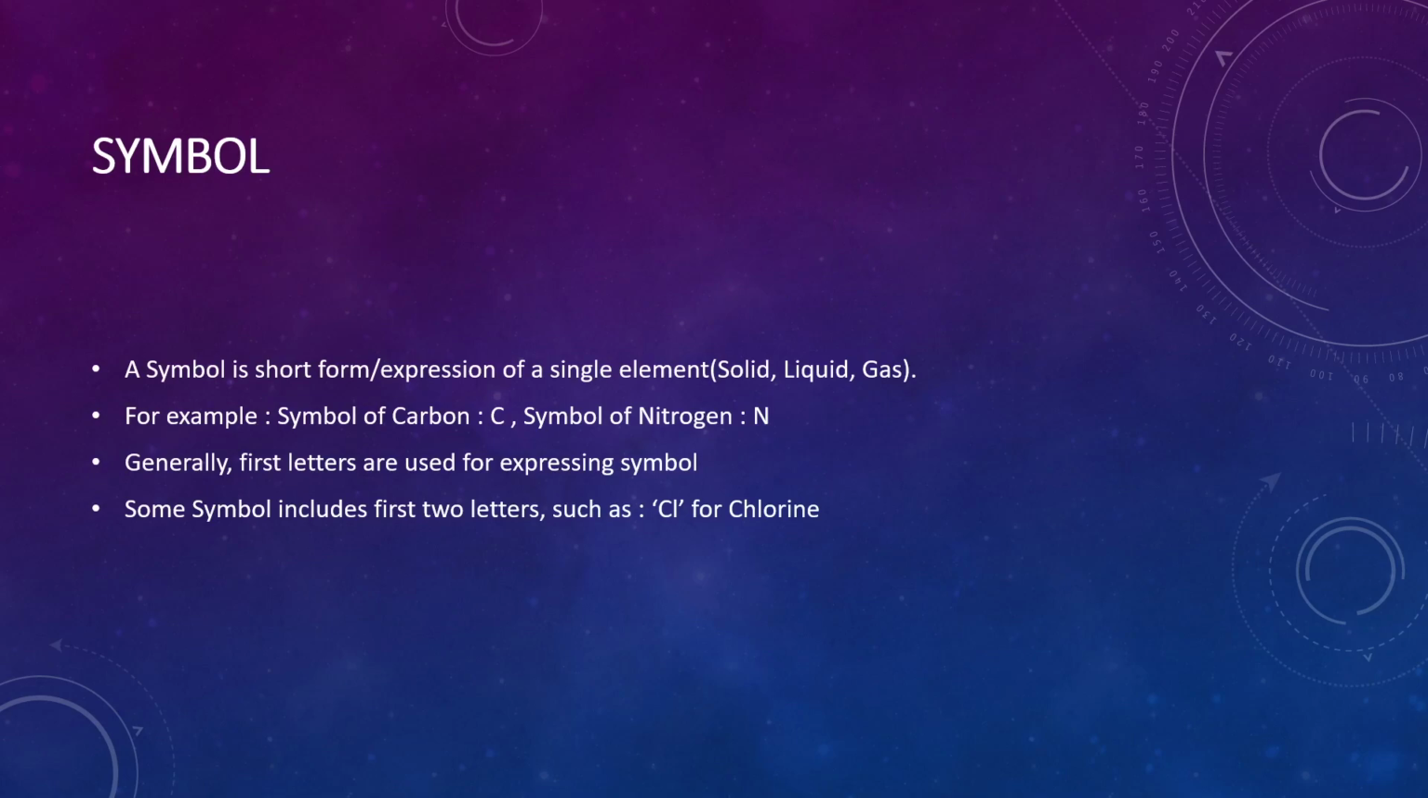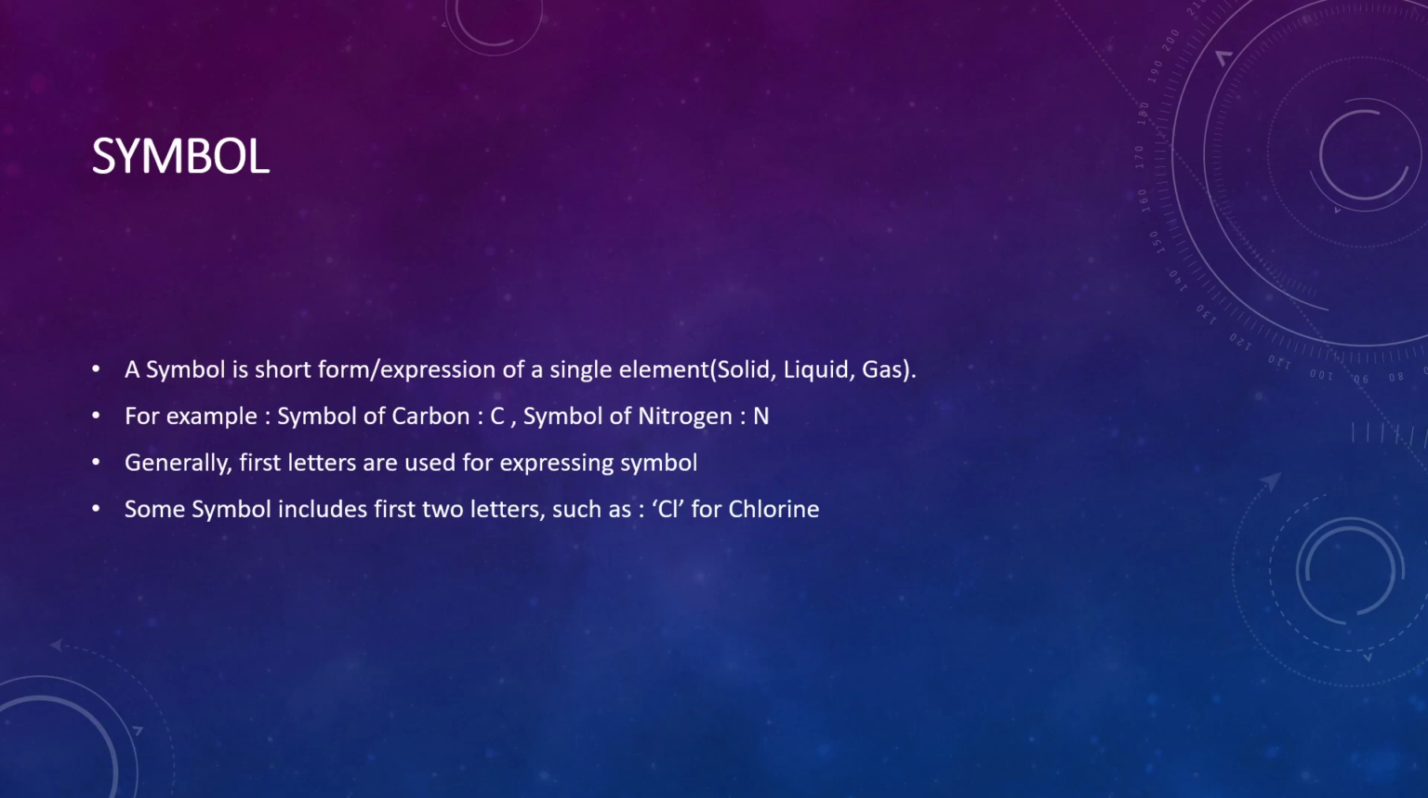So first topic is symbol. A symbol is a short form or expression of a single element. It can be a solid, it can be a liquid, it can be a gas. So an example is carbon. For carbon, the first letter, capital C, is used for expressing carbon, or in case of nitrogen it's the capital letter N. It's used for expressing nitrogen.